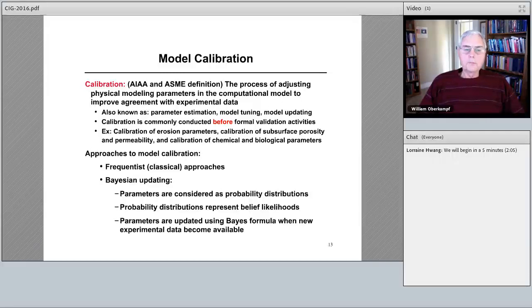And the parameters are updated using Bayes' formula when new experimental data become available. And that, of course, is a whole field all by itself, which I suspect many of you use. And it's very appropriate, but it is primarily a calibration technique or model updating or model building technique.